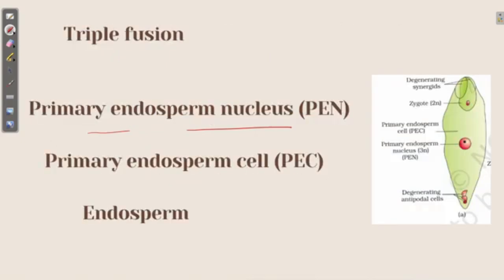So first let's talk about the triple fusion. Triple fusion is nothing but the fusion of one of the male gametes with the diploid central cell, the polar nuclei in the central cell. The polar nuclei is a combination of two nuclei, so it is diploid in number, and this fusion results in the formation of the primary endosperm nucleus, PEN, which is triploid in number, and this is found inside the primary endosperm cell. And this primary endosperm cell in turn develops into endosperm, which acts as a nutritive tissue for the developing embryo.